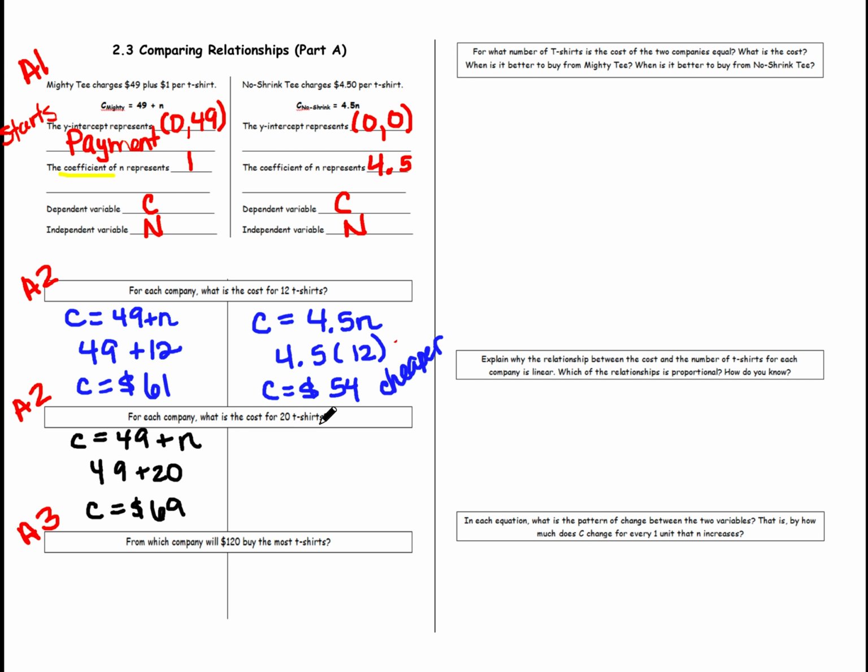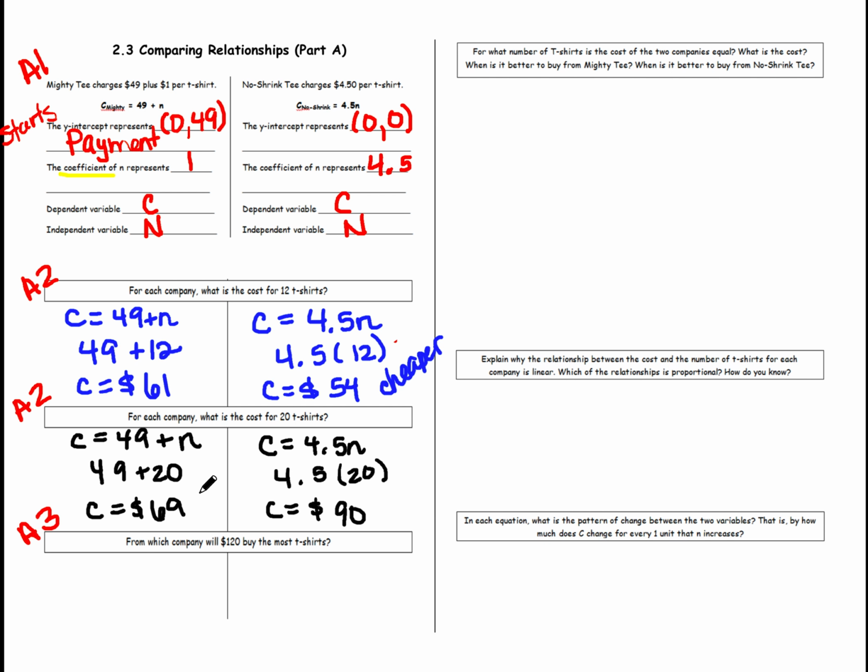Okay, let's try No Shrink. So we have C equals 4.5 N. So we're going to say 4.5 times 20. All right, try that on your calculators real quick. All right, and when you multiply 4.5 times 20, you should get 90.